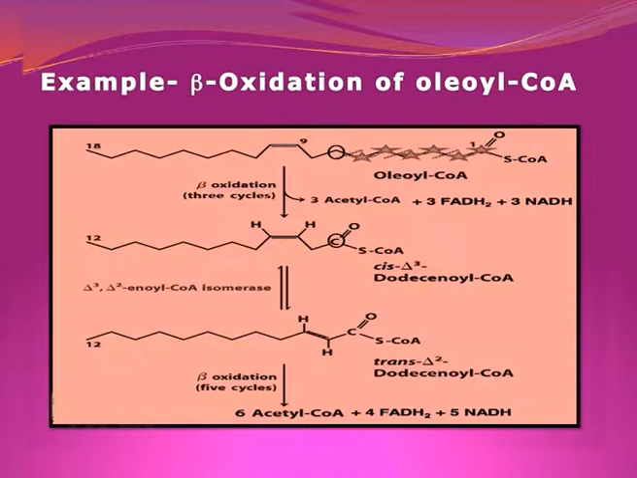That is, there is a formation of a cis delta 3 enoyl-CoA, which is a poor substrate for the enzyme enoyl-CoA hydratase. So, the enzyme enoyl-CoA isomerase converts the cis delta 3 double bonded enoyl-CoA to a trans delta 2 double bonded enoyl-CoA, and then the usual pathway of beta oxidation proceeds. So, after 5 cycles, 6 molecules of acetyl-CoA are formed and the beta oxidation of oleoyl-CoA gets completed.